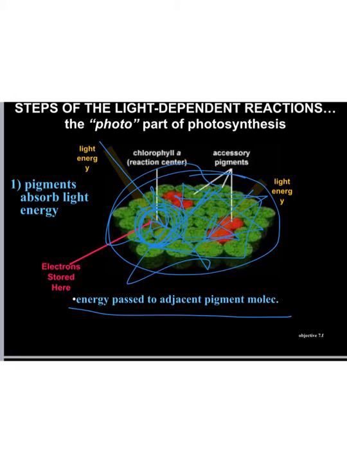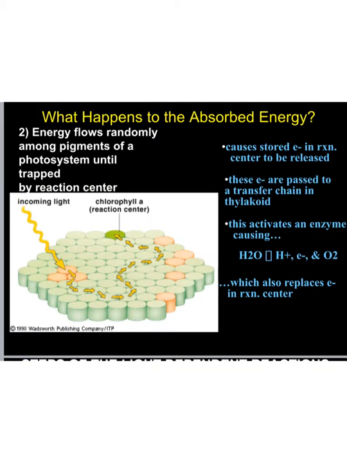But that energy is passed around from one pigment molecule to another. So here we have our electron. Again, it's sort of bouncing around everywhere until it's going to get captured by the reaction center. Okay, so we're going to capture that electron in the reaction center. So that electron flows randomly through the photosystem, or as energy flows through that photosystem until it is captured.